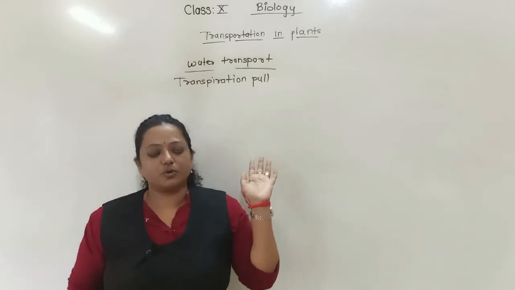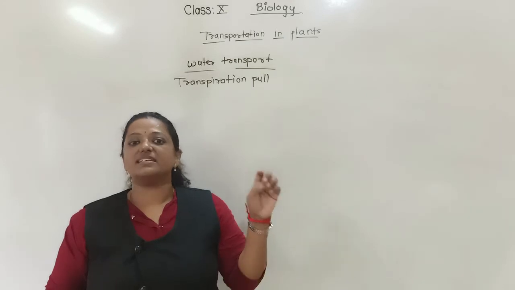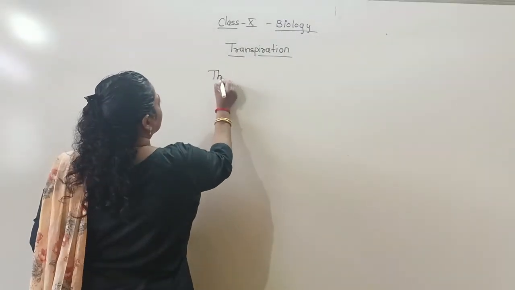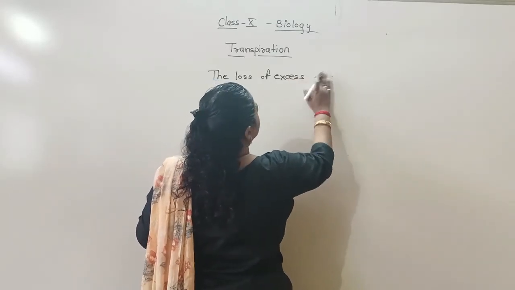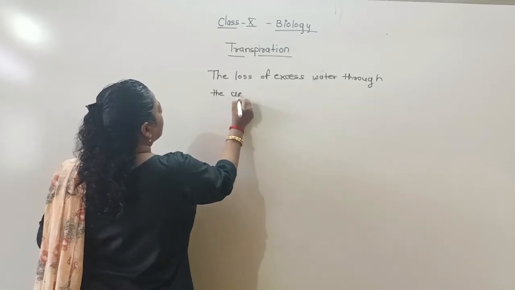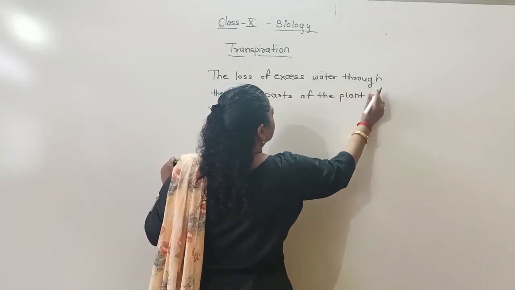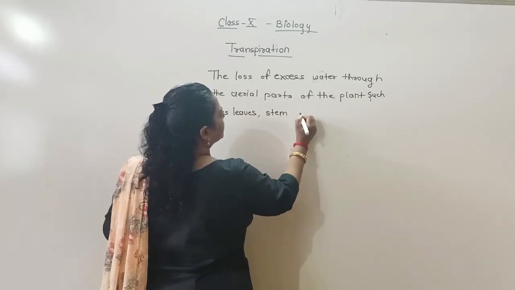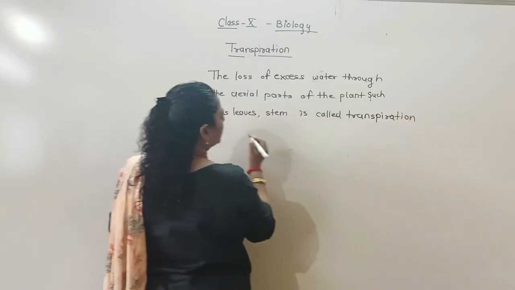What is meant by transpiration? The process means if excess water is present, then the loss of excess water from the plant through the stomata of the leaves is called transpiration. Okay, the loss of excess water through the aerial parts of the plant such as leaves is the transpiration process, or transpiration pull.